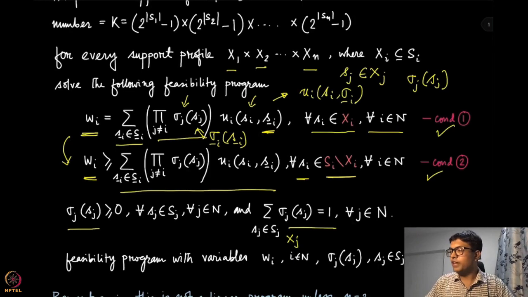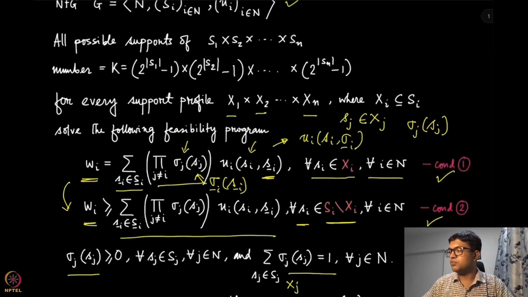So we'll have to iterate over all these possible support profiles, and there can be a very large number of support profiles, because this xi, so x1 for example, can be any of the non-empty subsets of the strategy set of player 1, which is S1. So it can take this many possible values: 2 to the power cardinality of S1, minus 1.